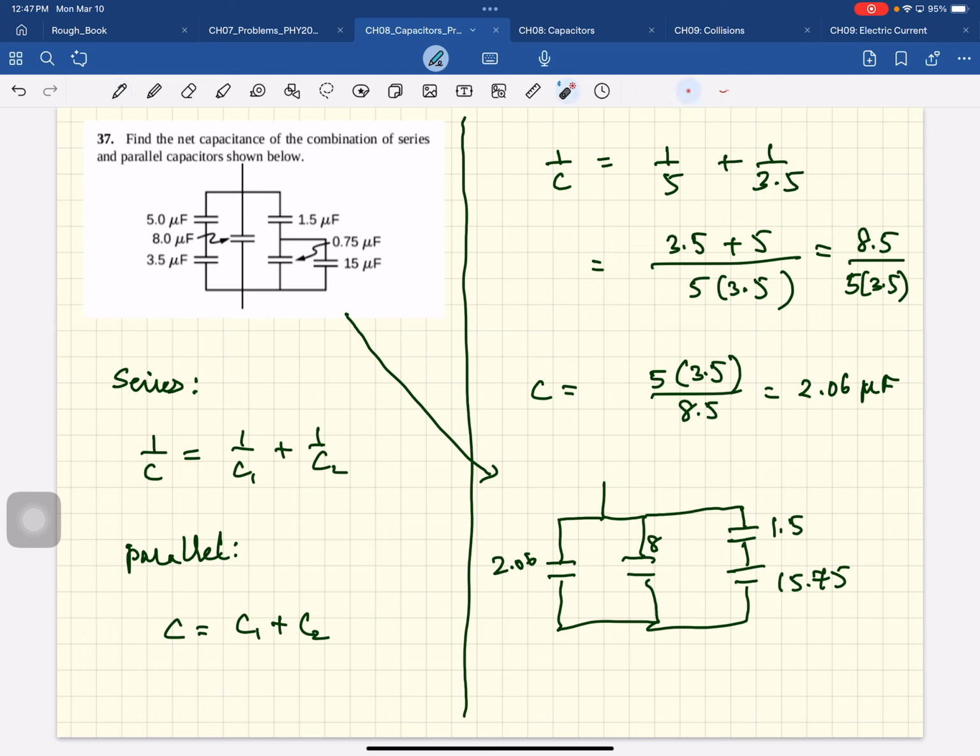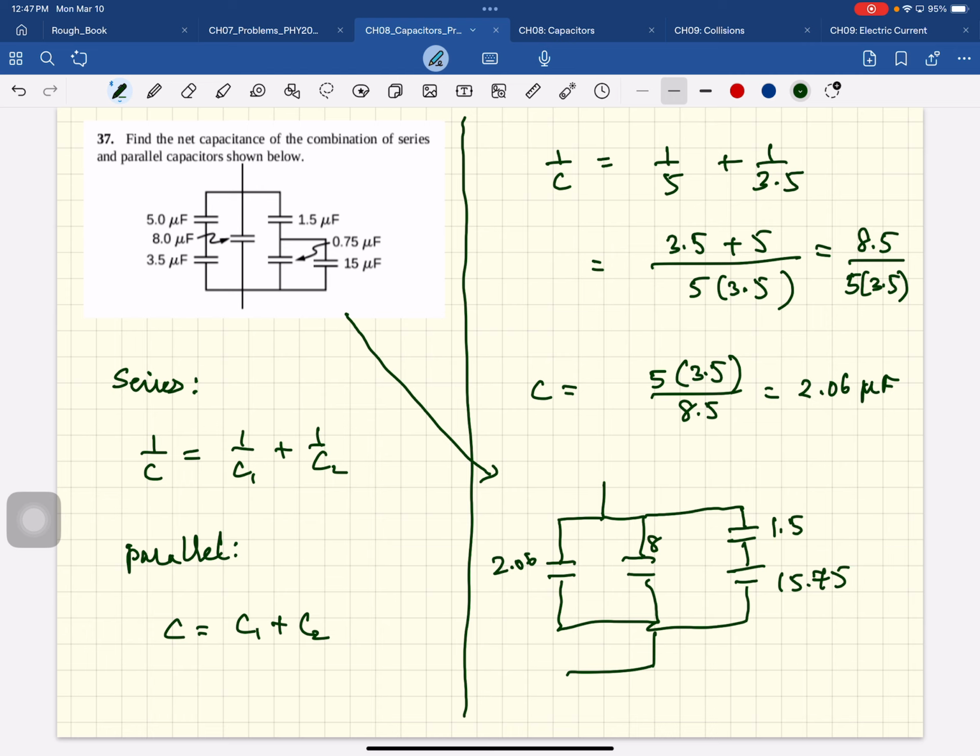All right, so we've done the first step. We've combined these two guys and these two guys. And now this is a series combination, and we'll reduce this to a single capacitor, and then those three will be in parallel. Okay, so that's what we're going to do.